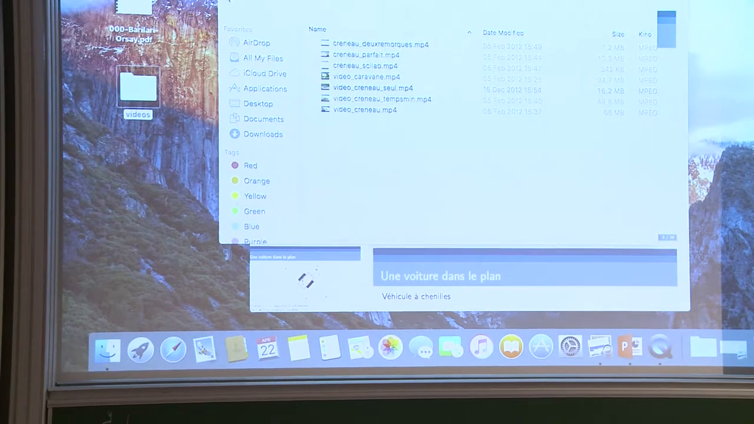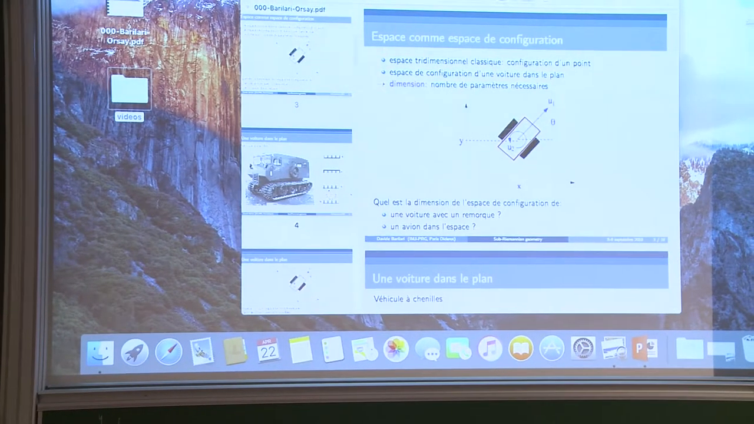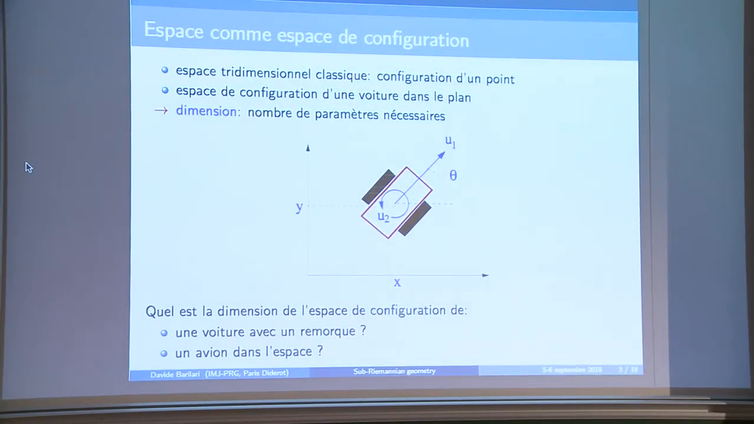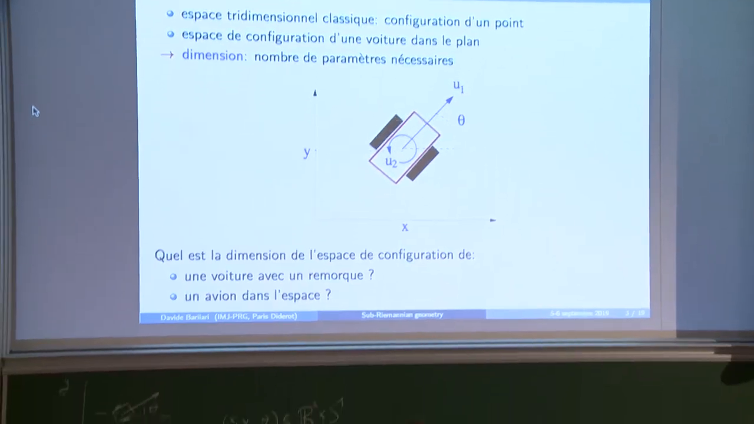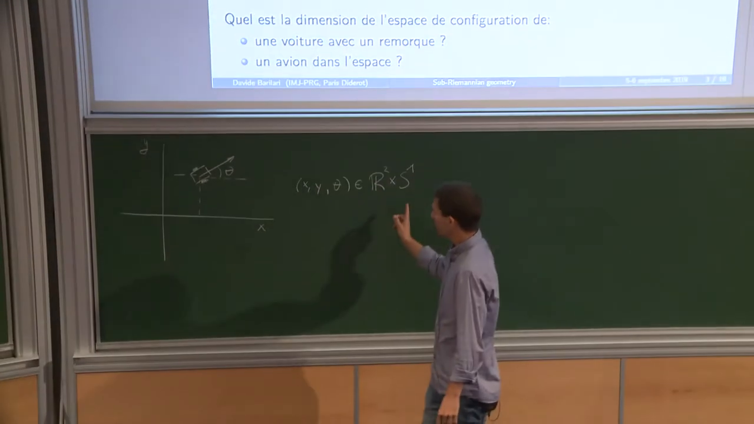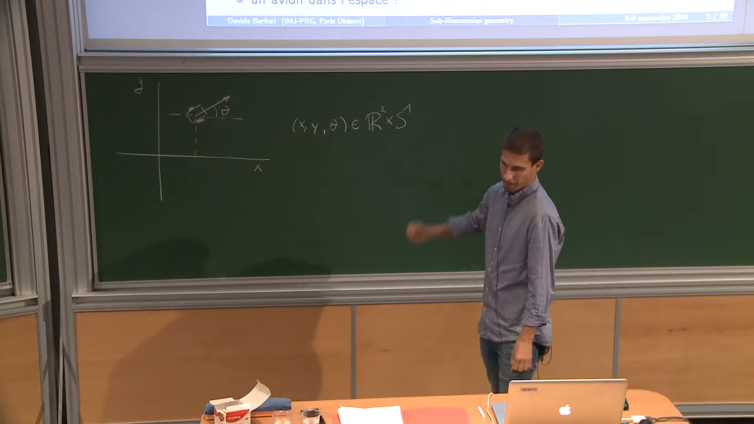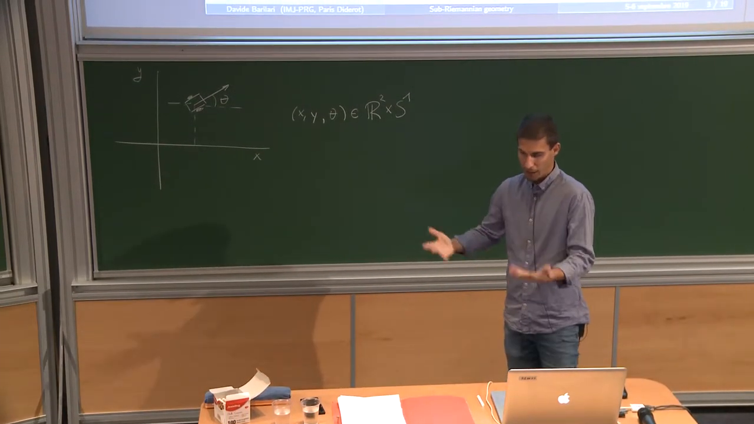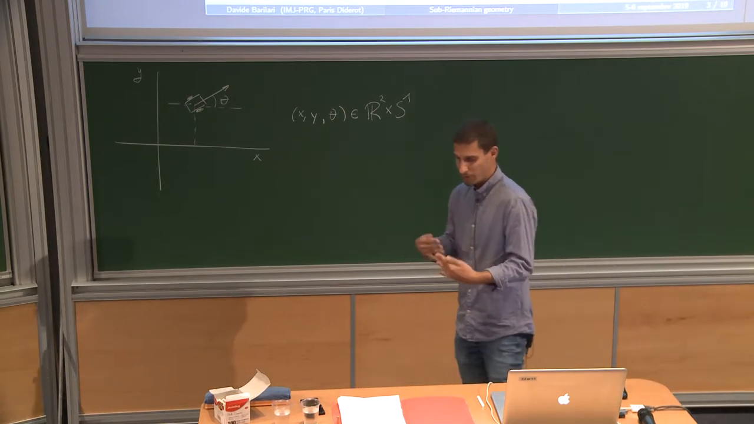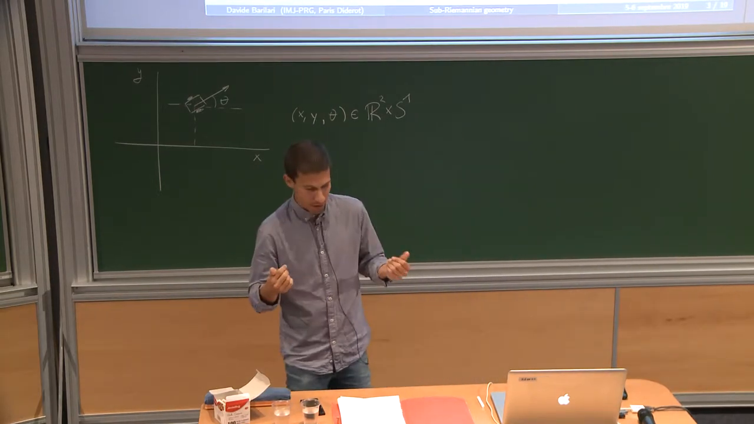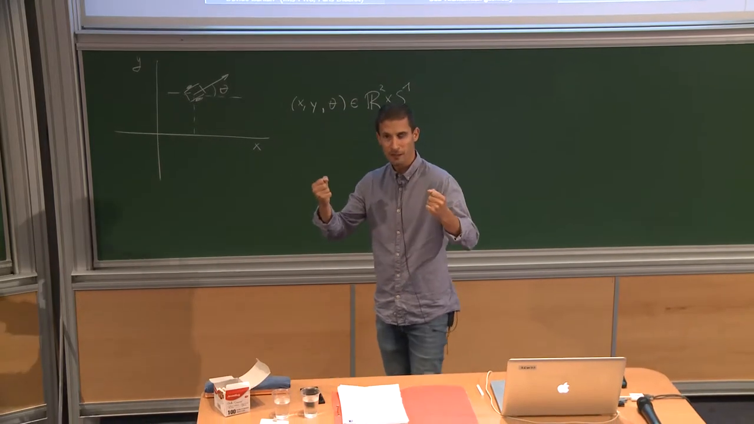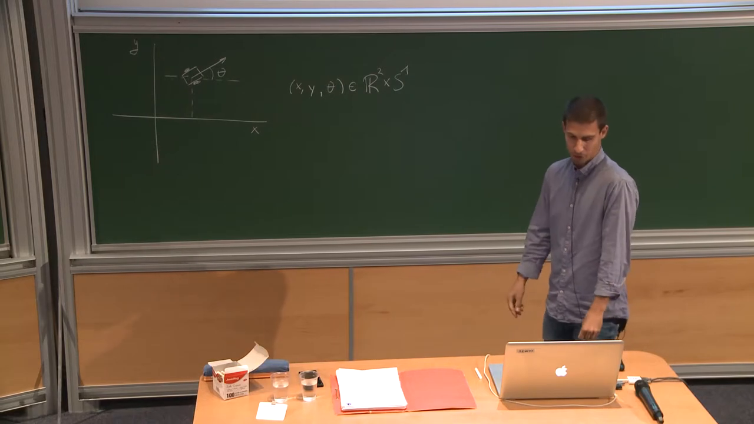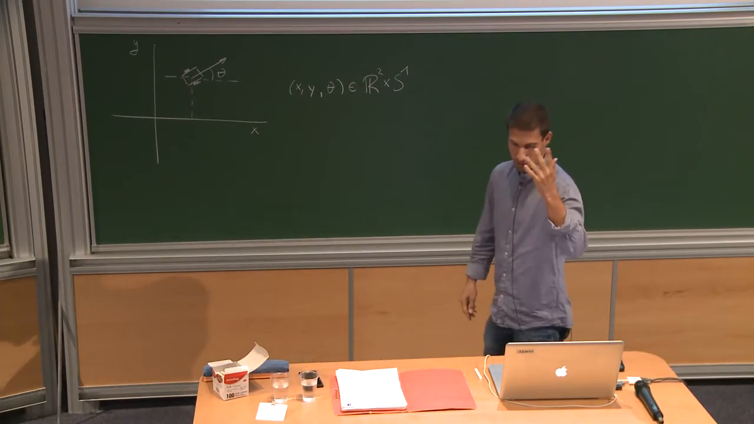Okay, maybe I go back to this, and so for this situation, the number of parameters is the number of degrees of freedom, say the dimension is 3. We have only two movements, but what I've said tells you that with these two movements, still we can reach every position, and then we will do some computation on this.